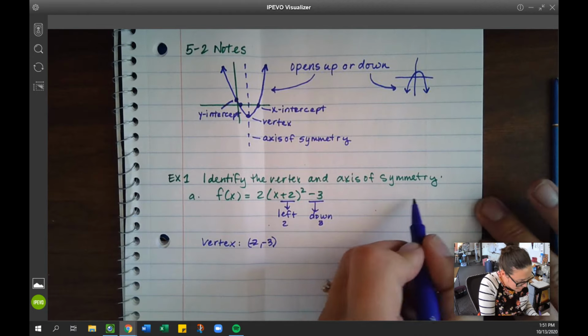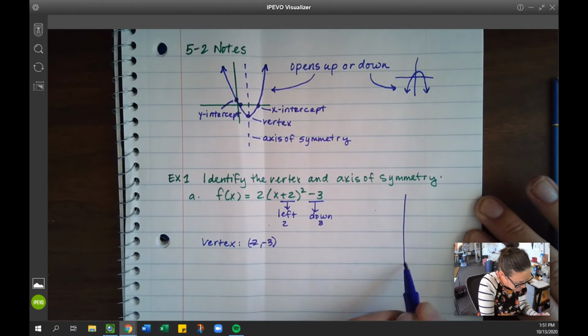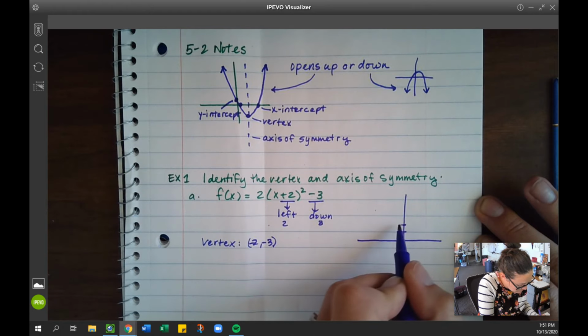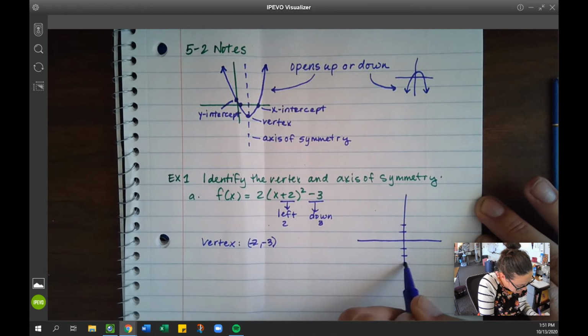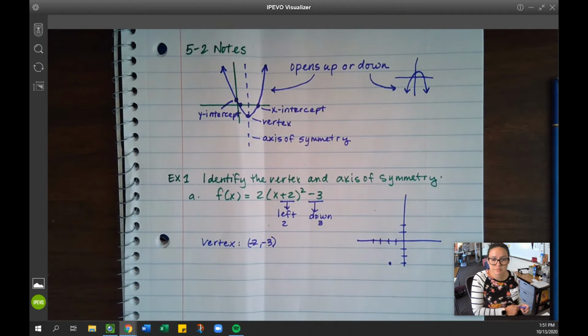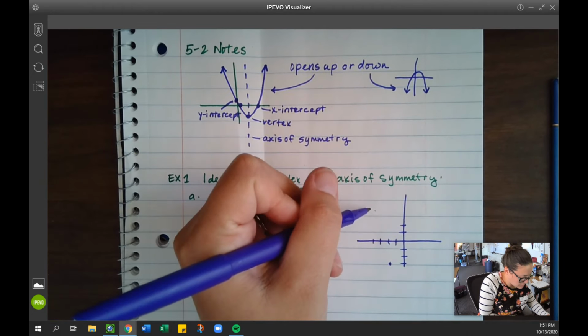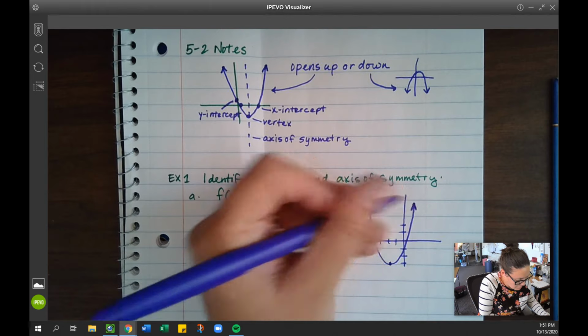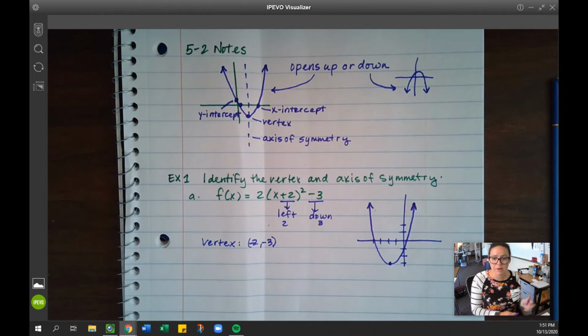So if I were to graph this, there's negative 2, negative 3, and my parabola would look something like this. All right, and this is what we did in the 5-1 homework.